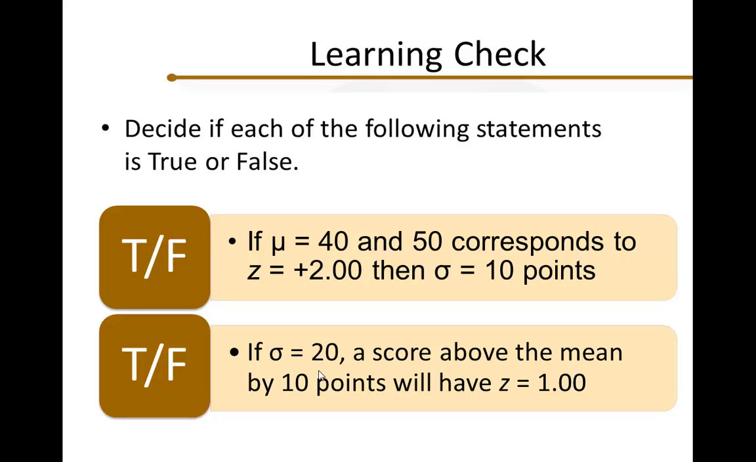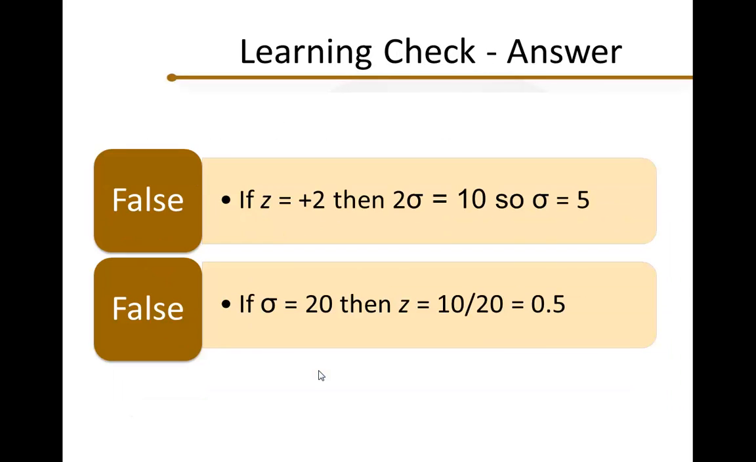All right, so let's look at this example. If we have a population mean of 40 and 50 corresponds to a z of plus 2, then our standard deviation has to be 10 points. Now remember, plus 2 would mean 2 standard deviations above, so that would be 20 points. If a population mean is 20, a score above the mean by 10 points will have a z-score of 1. They're both false.